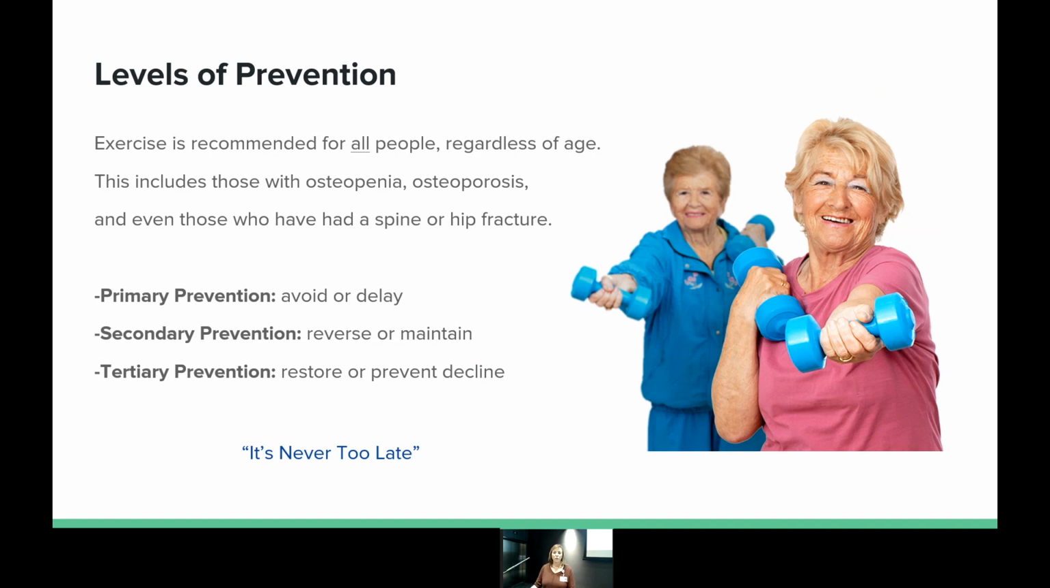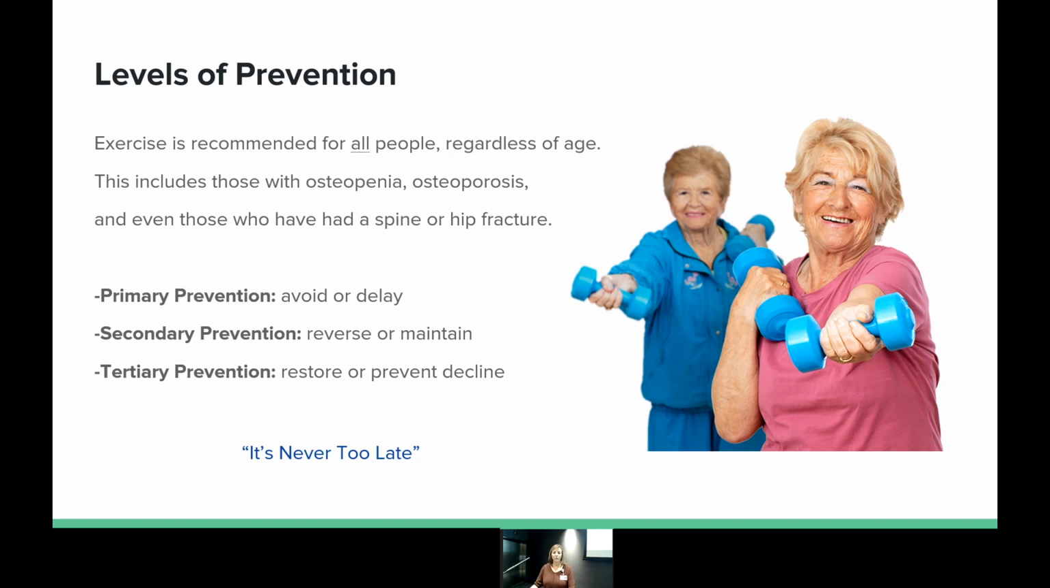Primary prevention refers to strategies used to avoid or delay problems with osteoporosis. In primary prevention, we talk about educating individuals on the importance of exercise and addressing some of those modifiable risk factors that Sarah mentioned. So this talk here is an example of primary prevention. Secondary prevention refers to interventions used early to reverse or even maintain our bone density. And we're going to talk about some of those specific exercise interventions in this talk.